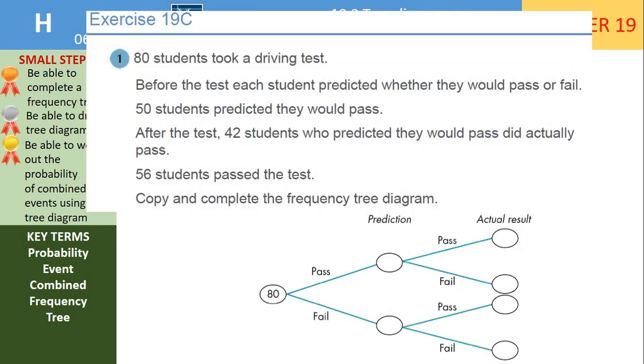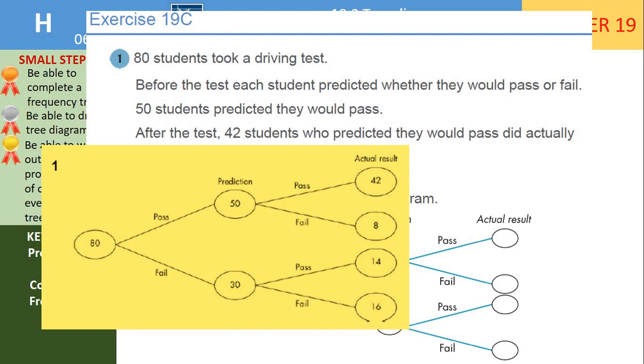So the exercise today then, the first question is to do with frequency trees. This is a more straightforward one in the fact that you just need to read through the text information that you have here and just work out where the values need to go. If you want to pause while you have a go at it, and hopefully this is the result you should have ended up with.